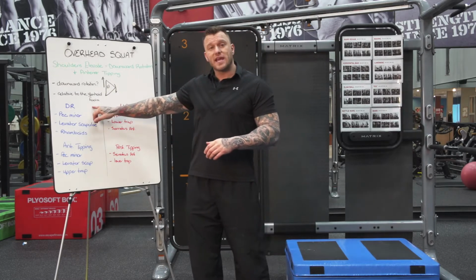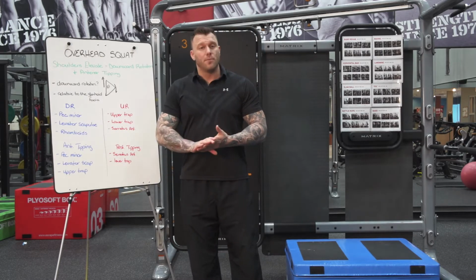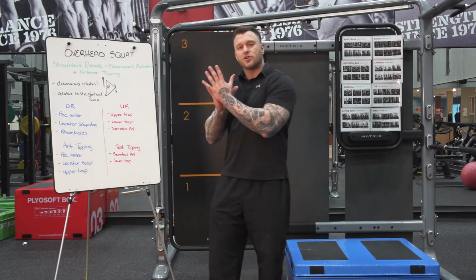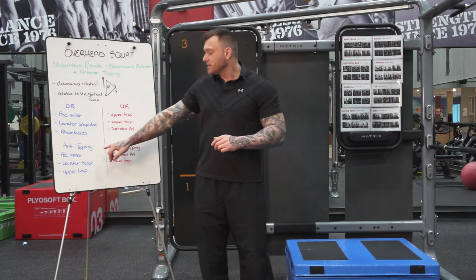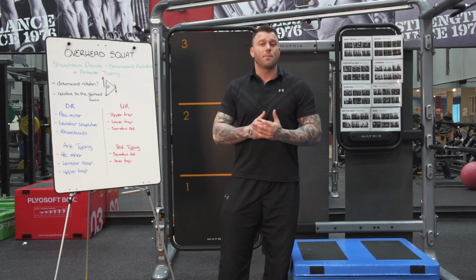Now, what muscles are responsible for doing this? Well, for downward rotation, we're going to have pec minor, levator scapulae, and rhomboids. Now, in terms of anterior tipping, this is where that scapula starts to move forward on the actual rib cage. The muscles responsible for that would be the pec minor, levator scapulae, and the upper trap.